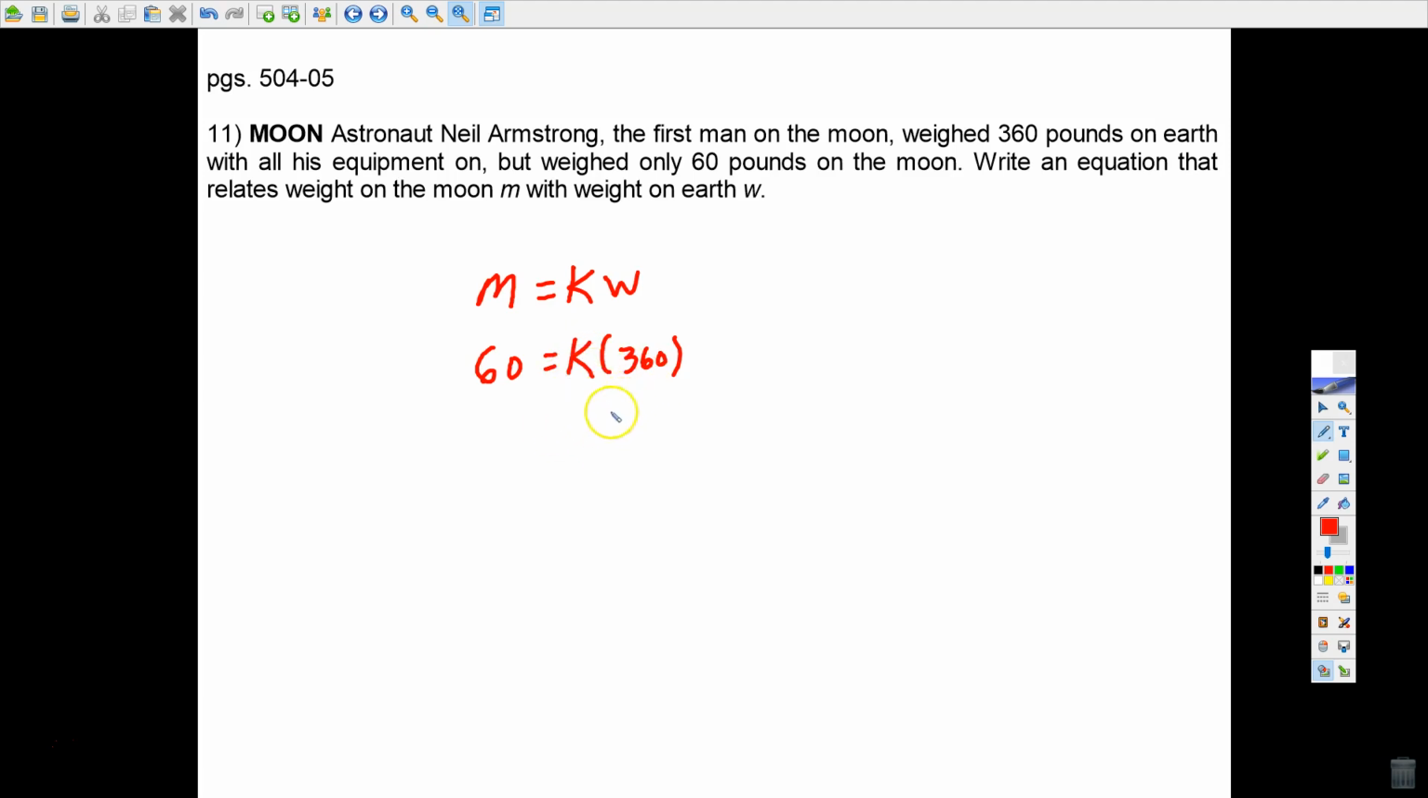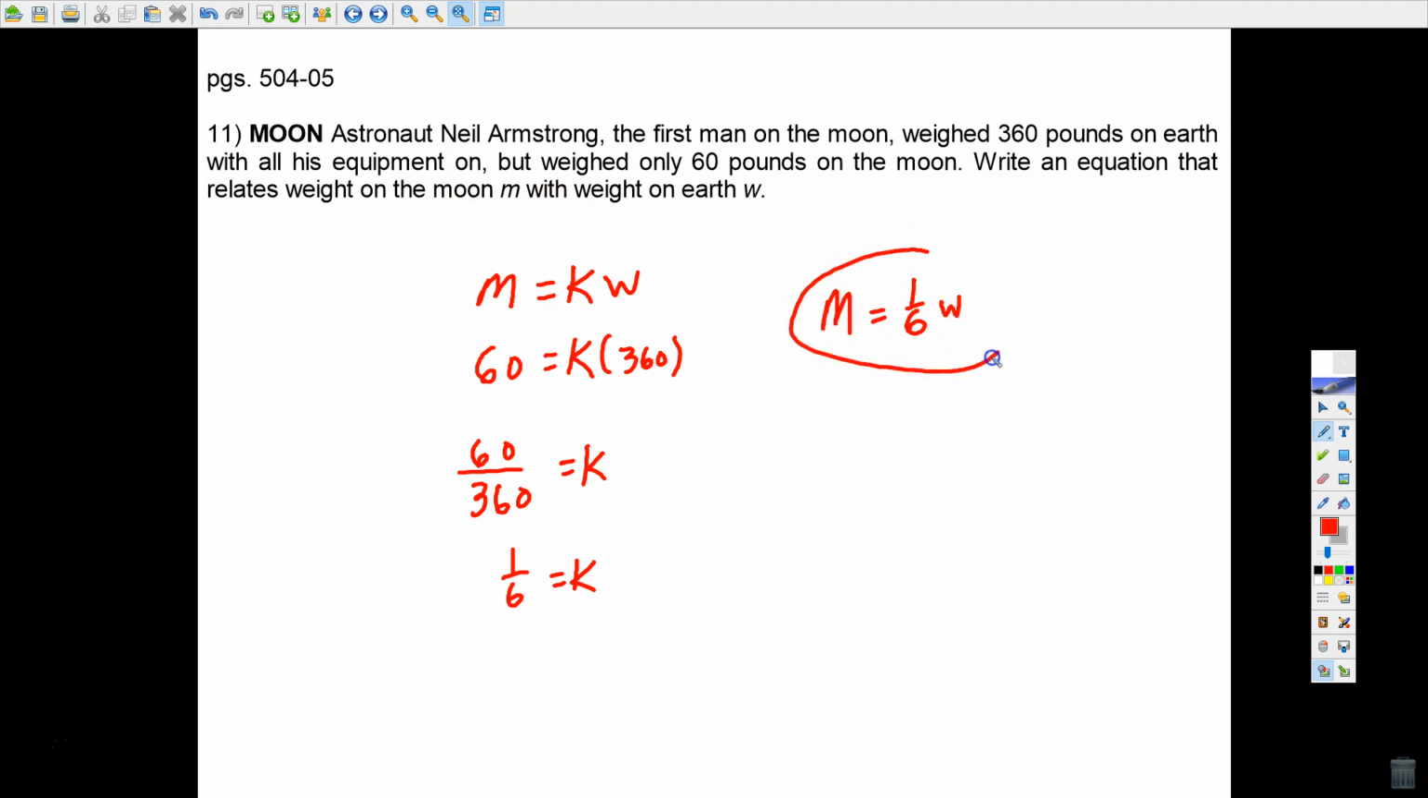Solving for k, I divide by 360 on both sides. And reducing, I get k is 1/6. And now I just replace k with 1/6. And I got my answer, because all this wants is an equation that relates the weight on the moon to the weight on the Earth. And it's really just an exercise in finding k. And so that is my answer for number 11.